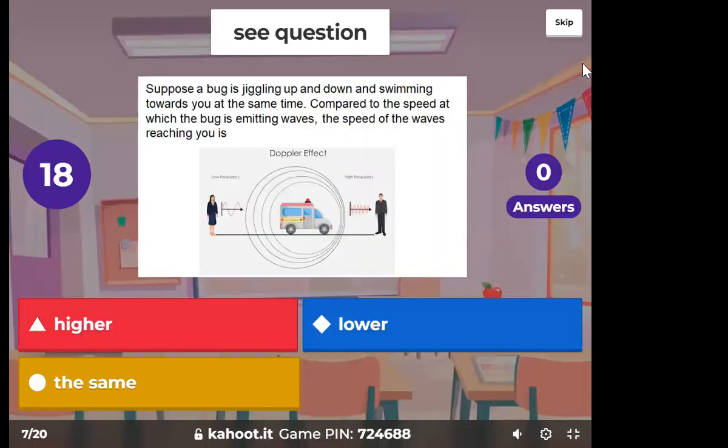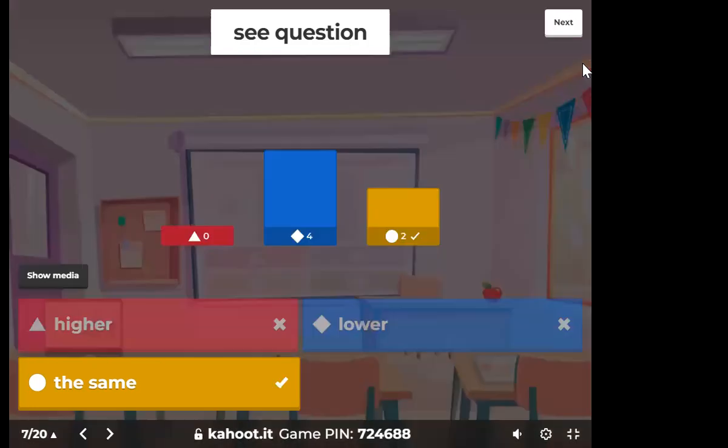Same scenario: compared to the speed at which the bug is emitting waves, what is the speed of the wave reaching you? The speed of the wave stays the same, because once that wave has been released into some medium, it just goes whatever speed it goes through that particular medium, regardless of the motion of the source or the observer. So the speed of those individual waves stays the same.